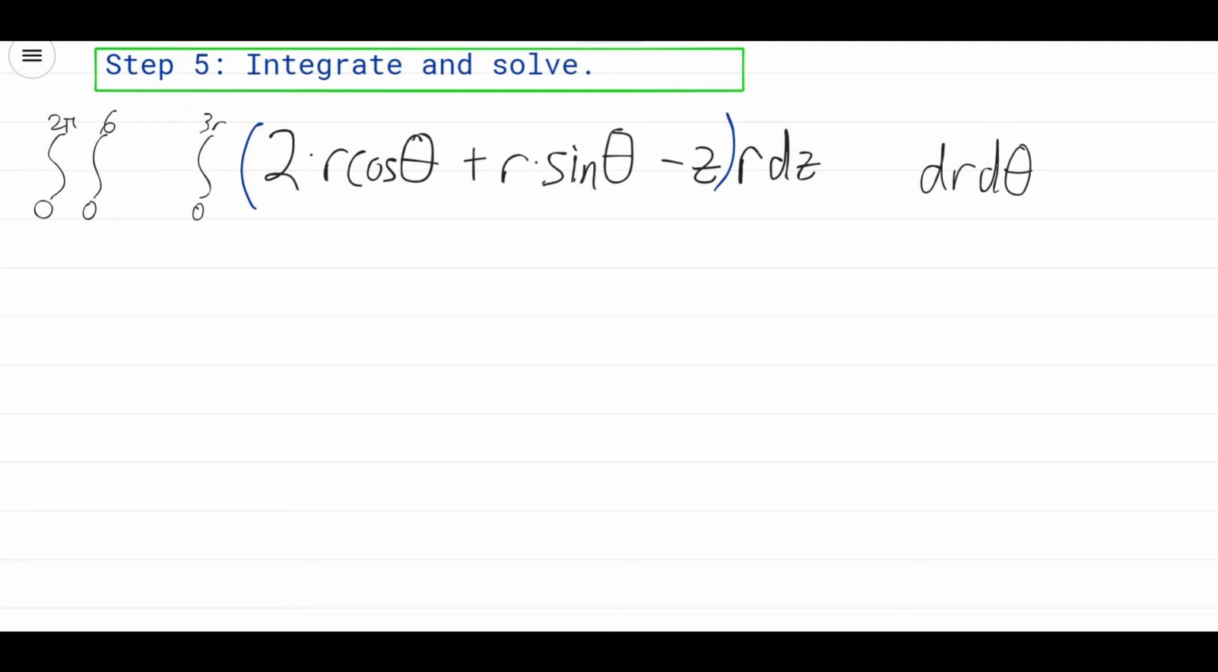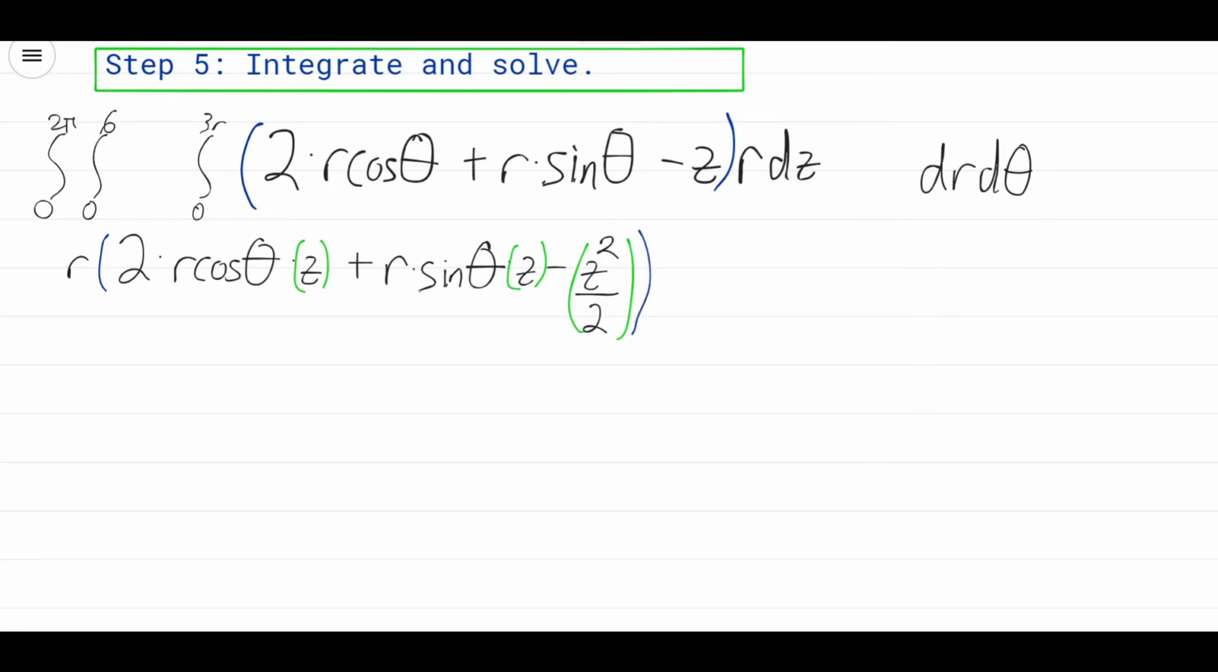And note that we're integrating with respect to z. So when we integrate with respect to z, we can just leave the r out for now because we're going to treat it as a constant. So 2r cosine theta times z. The middle term is r sine theta times z. And then we integrate minus z with respect to z, which is z squared over 2, bounded from 0 to 3r.